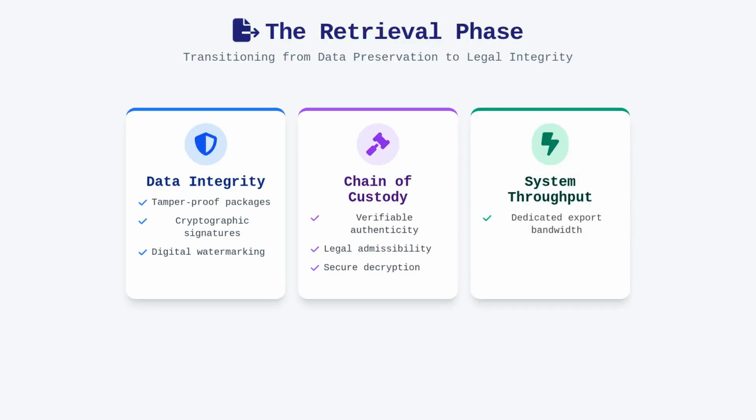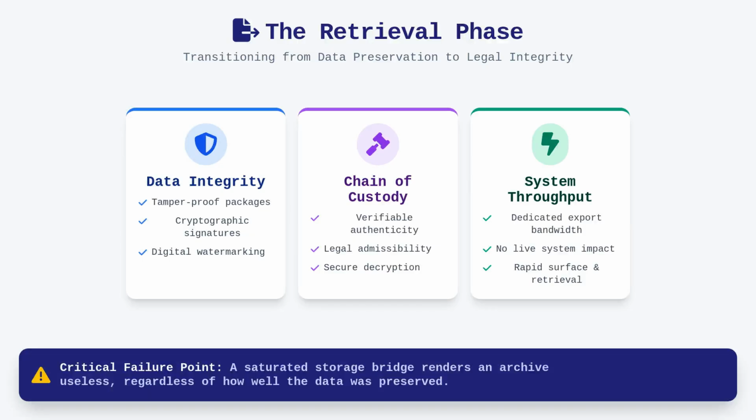If your VMS struggles to retrieve data from a deep archive because the storage bridge is saturated, you have effectively failed the end user. You must prioritize the network throughput dedicated to export tasks to ensure that investigators can pull hours of footage without impacting the live system performance. Remember that an archived asset is only valuable if it can be surfaced, decrypted, and authenticated within the timeframes dictated by your organizational security protocol.